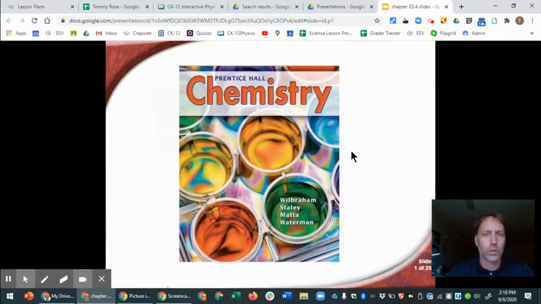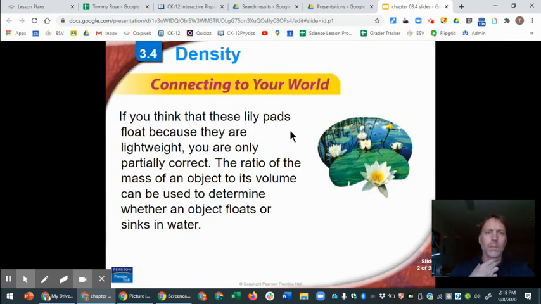We're going to do section 3.4 that covers the concept of density today. So when you think about lily pads or things that can feel light for their size, there is a relationship between the mass of an object, meaning how much stuff is in it, how many molecules or atoms are in something. The ratio of the mass to its volume helps determine density, or it is the density.